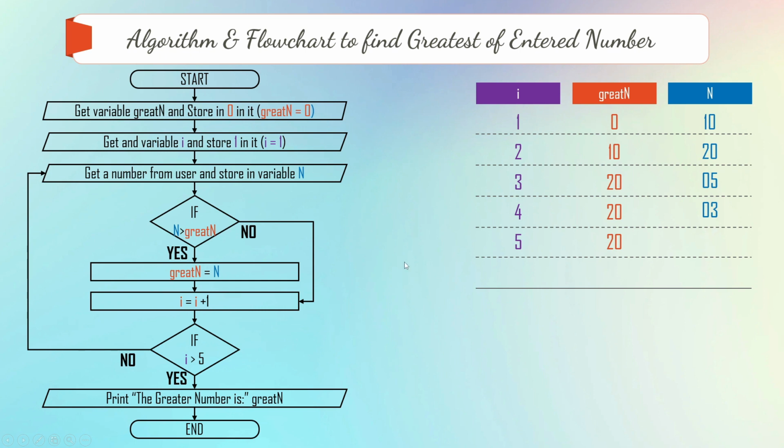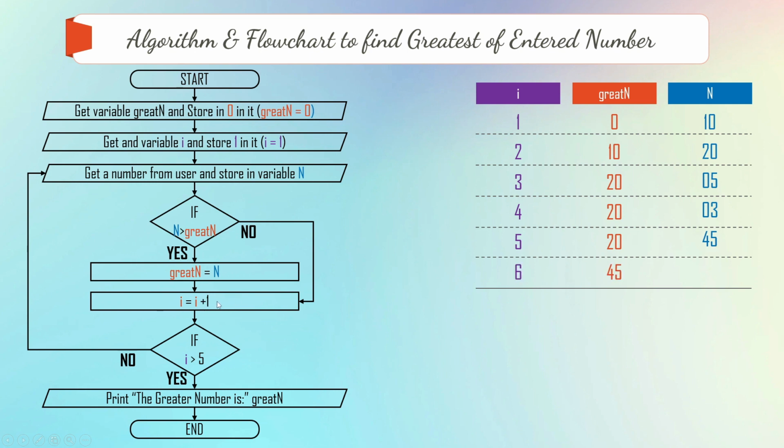Now suppose the user enters 45. The flowchart will come down. It will check if N is greater than greatN. Is N greater than greatN? Yes, it is greater than greatN. So what will happen is greatN will have N now. So greatN becomes 45.